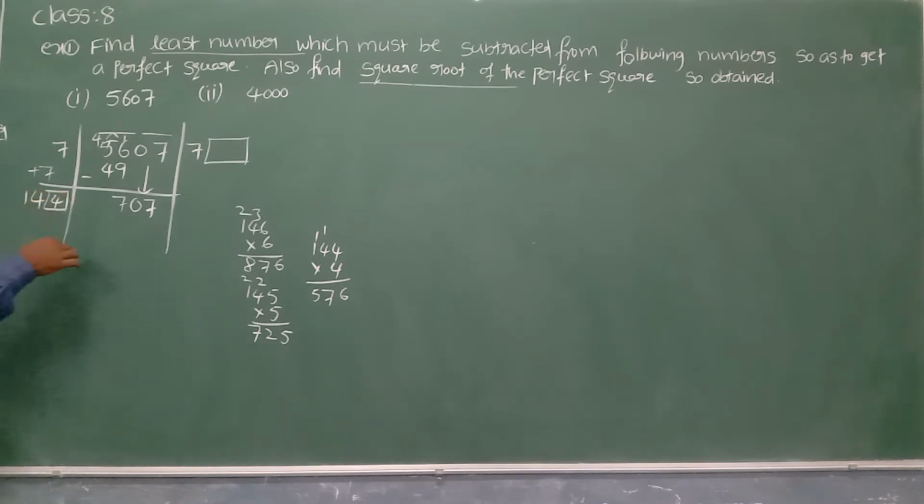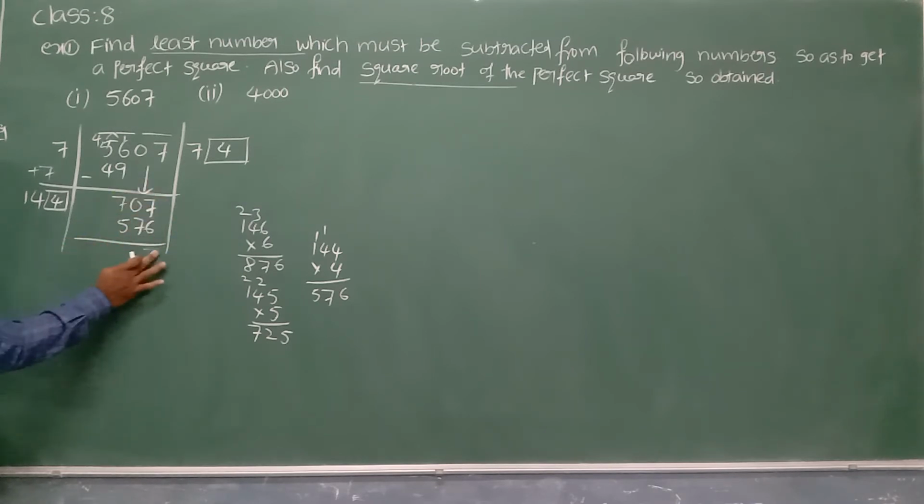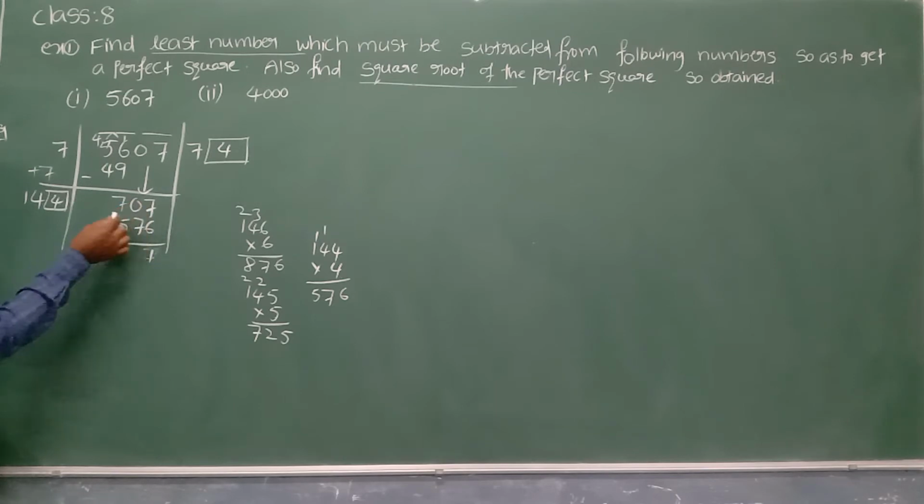So let me go with 144 times 4, which is 576. Do subtraction. 7 minus 6, 1. 0 minus 7 is not possible. Take borrow here, 6 left. 10 minus 7, 3 left. 6 minus 5, 1. I got 131. What is the remainder we got? Yes, the remainder is 131.